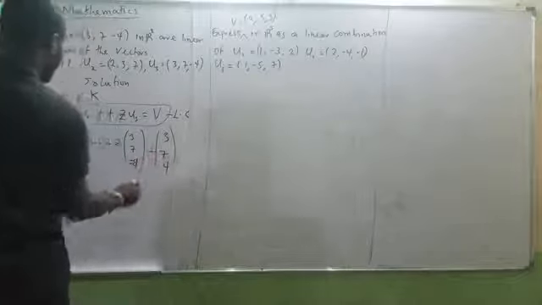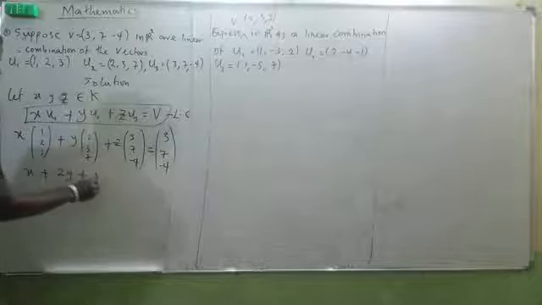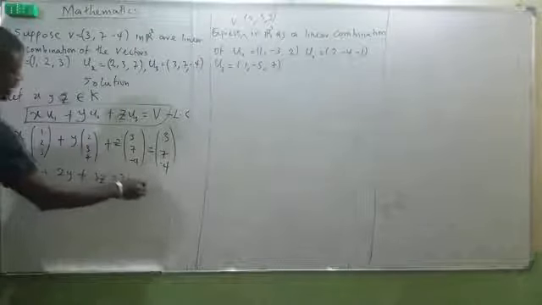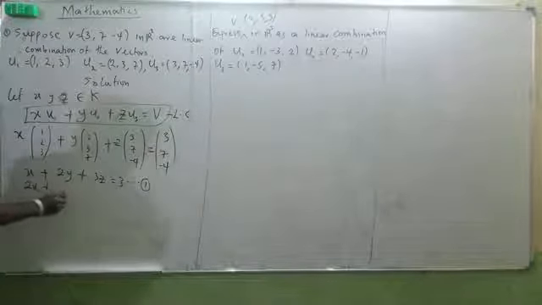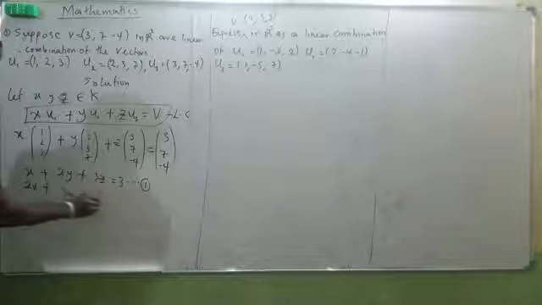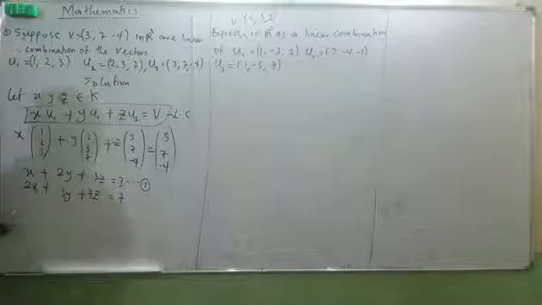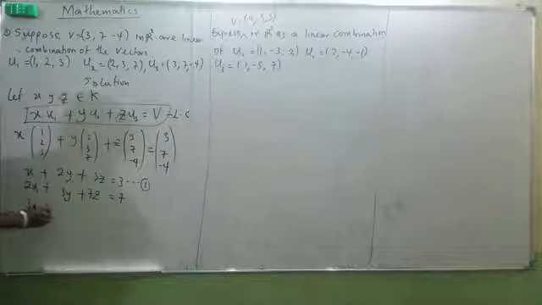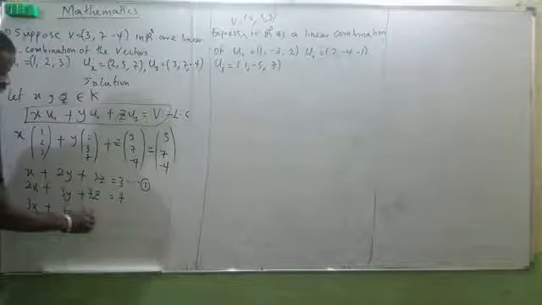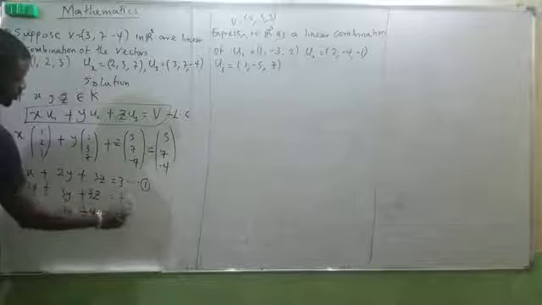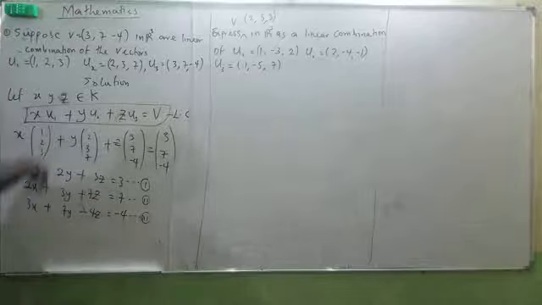Can you see? Now, by so doing that, I'll be having x plus 2y plus 3z equals 3, equation 1. And I have 2x plus 3y plus 7z equals 7. And I have 3x plus 7y minus 4z equals minus 4. Equation 2, equation 3. Now, can you see how to solve?